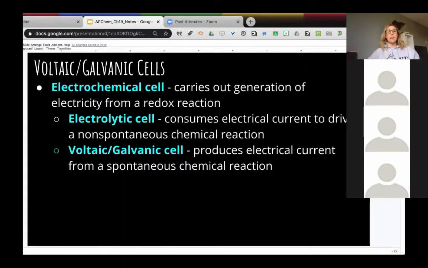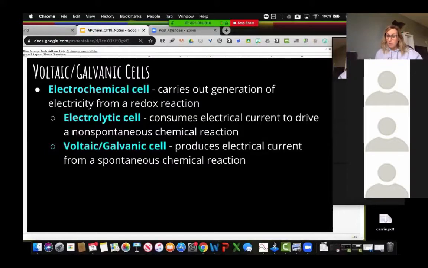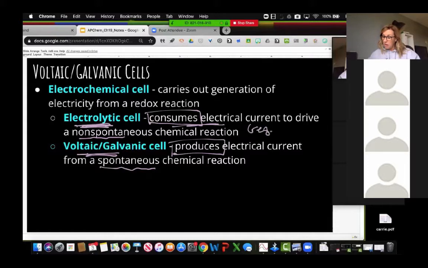So an electrochemical cell carries out this generation of electricity from a redox reaction. So voltaic and galvanic cells, those are examples of electrochemical cells. Now the other one that we talked about that I said we'll talk about later is an electrolytic cell. An electrolytic cell actually uses electricity to drive a non-spontaneous reaction. So voltaic, galvanic, the ones we're going to start with, produce electrical current from a spontaneous reaction, whereas an electrolytic cell consumes current. So it requires an external power source.